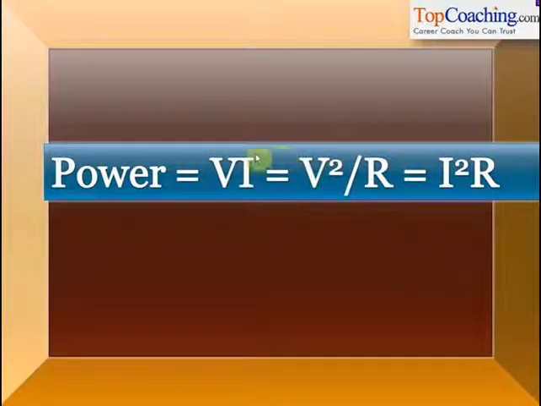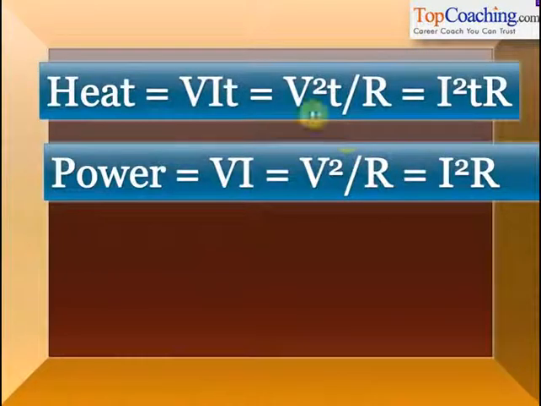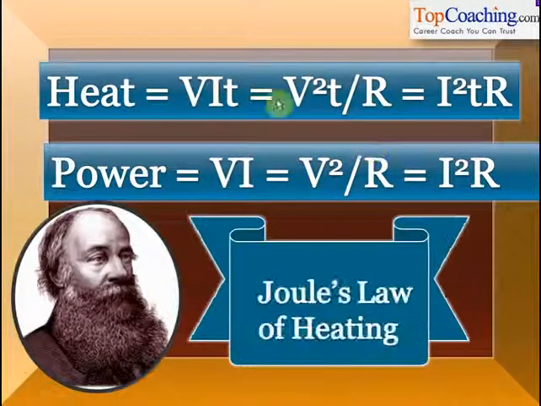We learned that power generated in a resistance circuit is VI equal to V square by R equal to I square R, and the heat generated is VIT equal to V square T by R equal to I square TR. Heat equal to I square TR is also called Joule's law of heating.